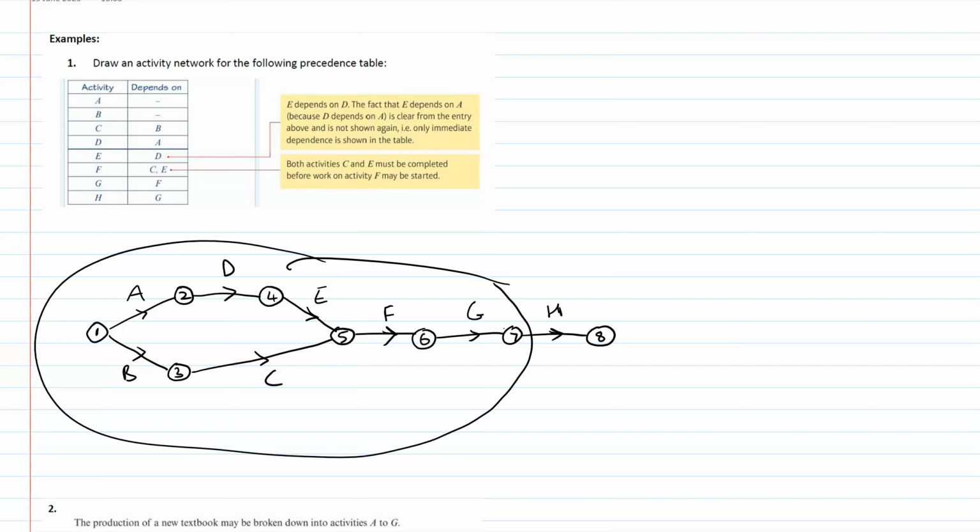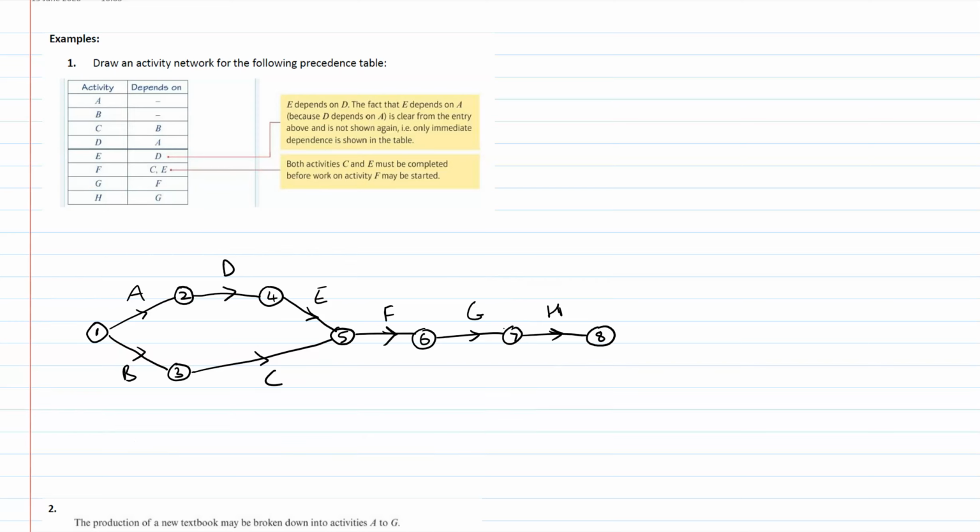And then G requires F, so we can have G coming out of here, and then H requires G. We only need to show immediate precedence. So obviously H requires every single activity here to be completed. If H is going to be completed, it needs G. G needs F, F needs E and C, etc., etc. But that's taken into account from the structure of our diagram. And that's how this works.